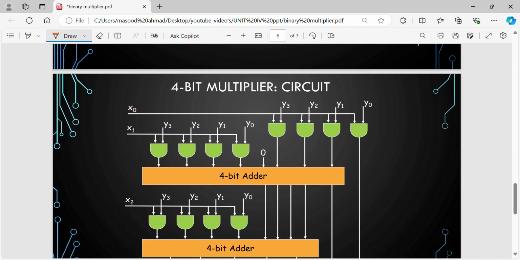So what we are doing is x0 ANDed with y0. So this is y0 x0, this is y1 x0, this is y2 x0, this is y3 x0. So y0 x0 is directly available, no need to add with anything. This we are trying to add with x1 y0, y1 x1, y2 x1, then y3 x1.